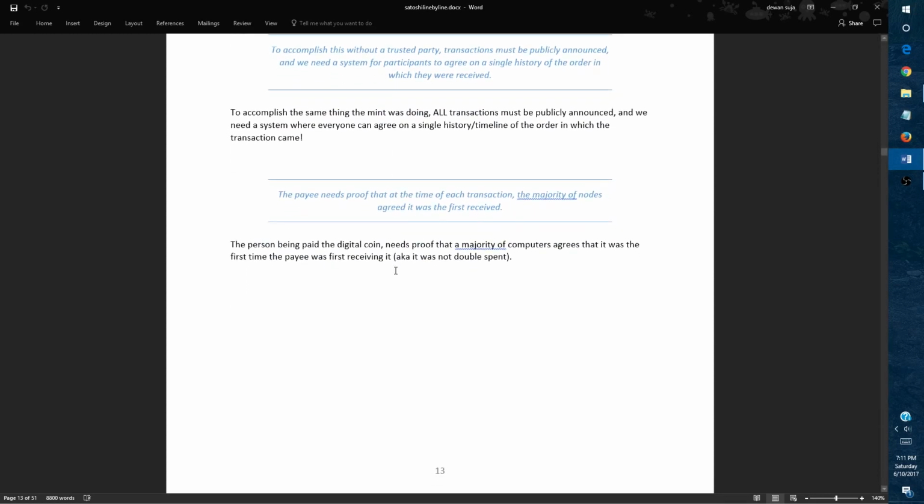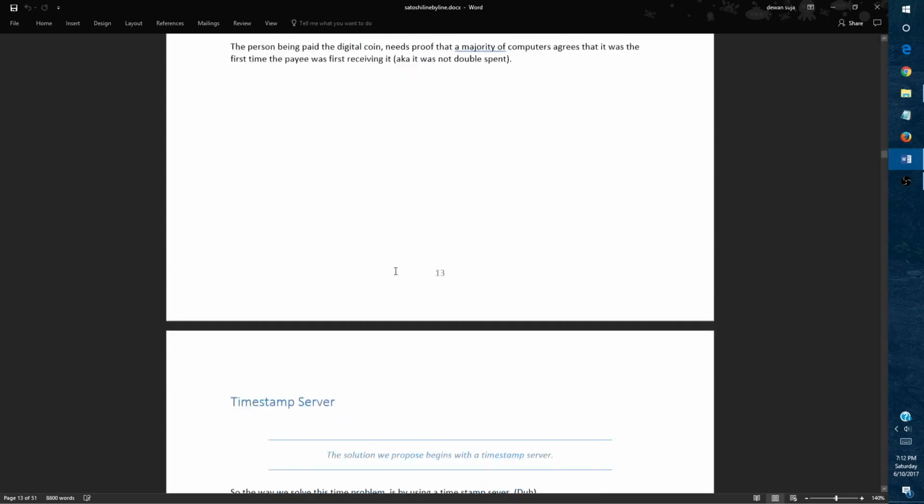The payee needs proof that at the time of each transaction, the majority of the nodes agreed it was the first received. The person being paid the digital coin needs proof that the majority of the computers agree that it was the first time the payee, the person receiving the money, was receiving the coin. In other words, what he's saying is, we need a majority of computers to agree that this coin wasn't double spent. Okay, so how do we do that?